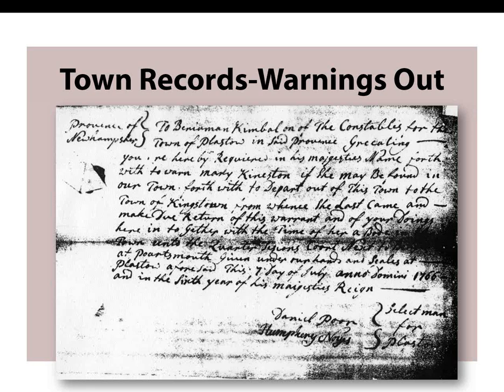as you see is the case here for Benjamin Kimball, the constable. He's required to warn Mary Keniston that she may belong to our town to go forth from this town to the town of Kingston, from whence she last came. So now you have a genealogical clue. You know that she is in this town of Plaistow, and now she is going back to where she's from, in Kingston.